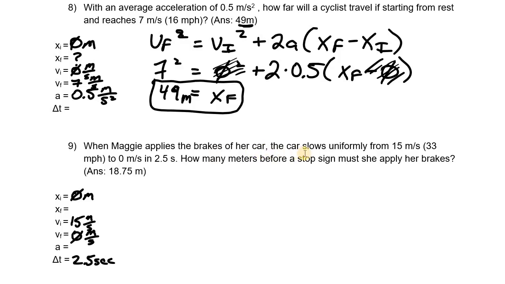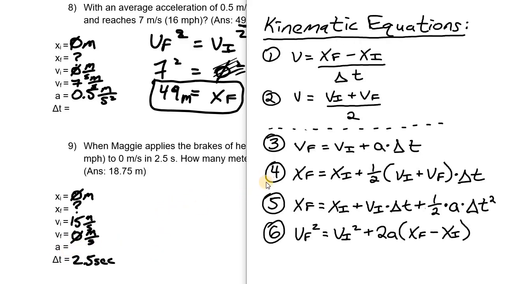How many meters before a stop sign must she apply her brakes? So it sounds like we're really just looking for the distance, or the final position, right? There's no mention of acceleration, and it's not asking us for the acceleration. So that's the variable that we don't care about, and that's the one we're going to use to determine our equation. Once again, are we dealing with the average velocity? No, so we're not going to be using that one.